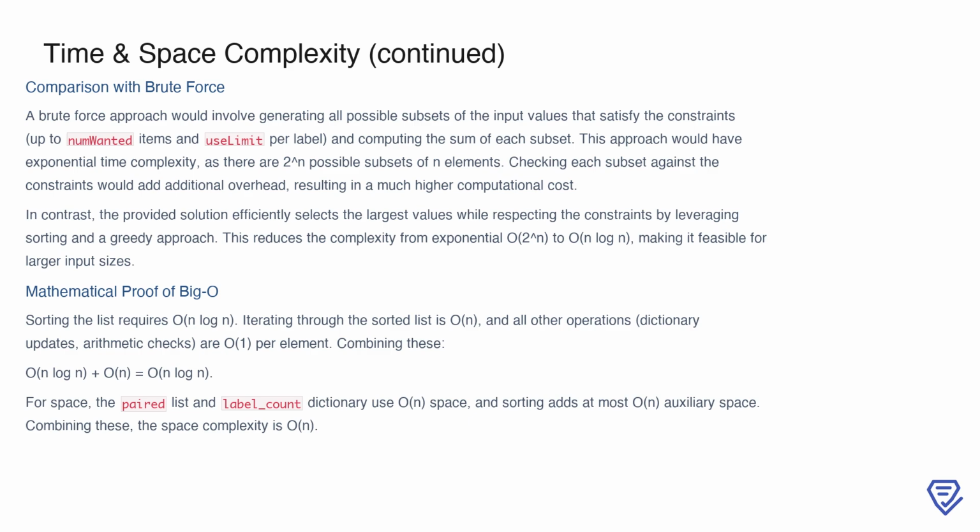Mathematically, sorting the list contributes O(n log n), while iterating through it adds O(n). Since O(n log n) dominates, the total time complexity is O(n log n). For space, the paired list and the label_count dictionary require O(n) space, and sorting adds O(n) auxiliary space. Combining these, the overall space complexity is O(n).